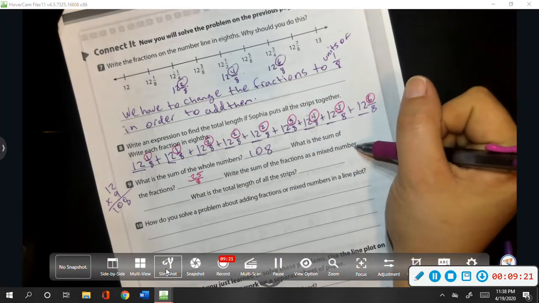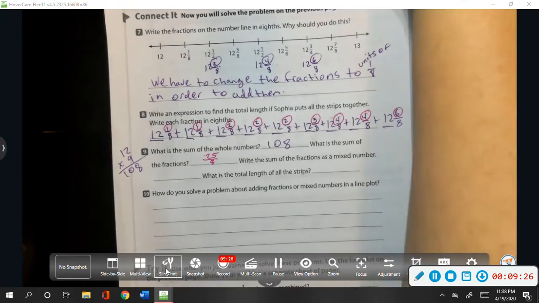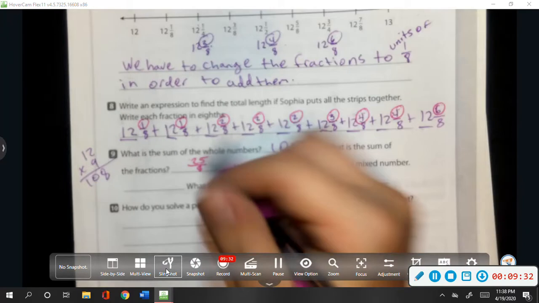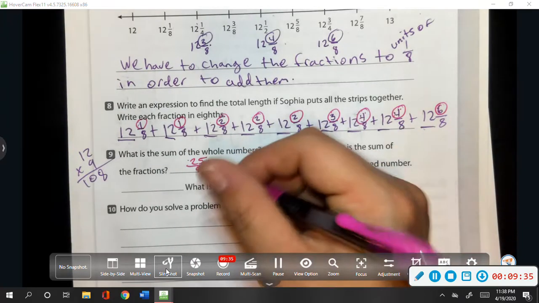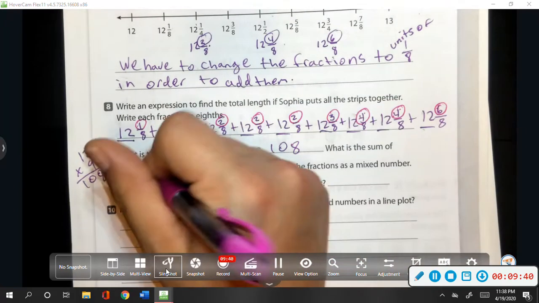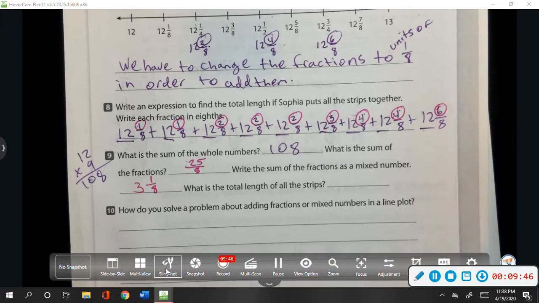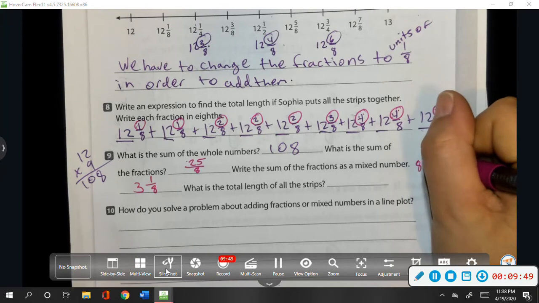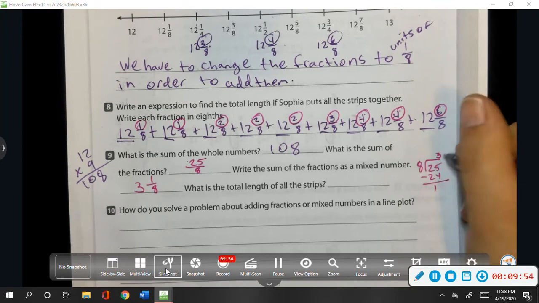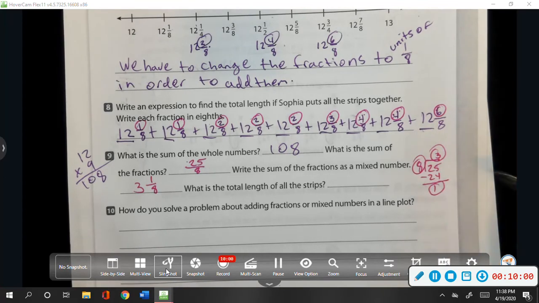Write the sum of the fractions as a mixed number. So we're going to have to change 25/8 into a mixed number. So 25 divided by 8. We know 8 times 3 is 24. And that just leaves us 1 left over. Or you can do it with the long division way, where it is 8 divided by 25, goes in 3 times. 8 times 3 is 24. We subtract. This is our whole number. Our left over is our numerator, and our denominator doesn't change.